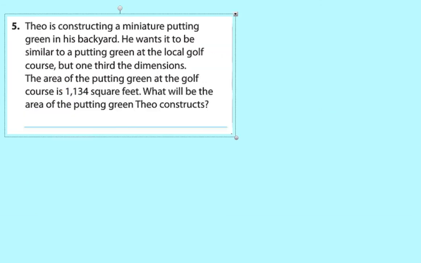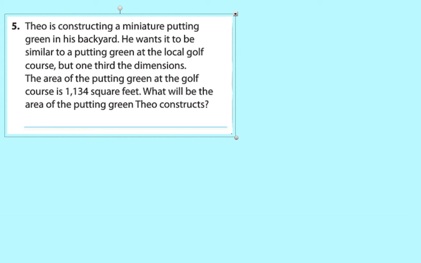Alright, almost there. Alright, number 5. Theo's got a putting green. Wants it to be similar to the golf course, but 1/3. Area of the putting green of the golf course is this. What will the area be that Theo makes?